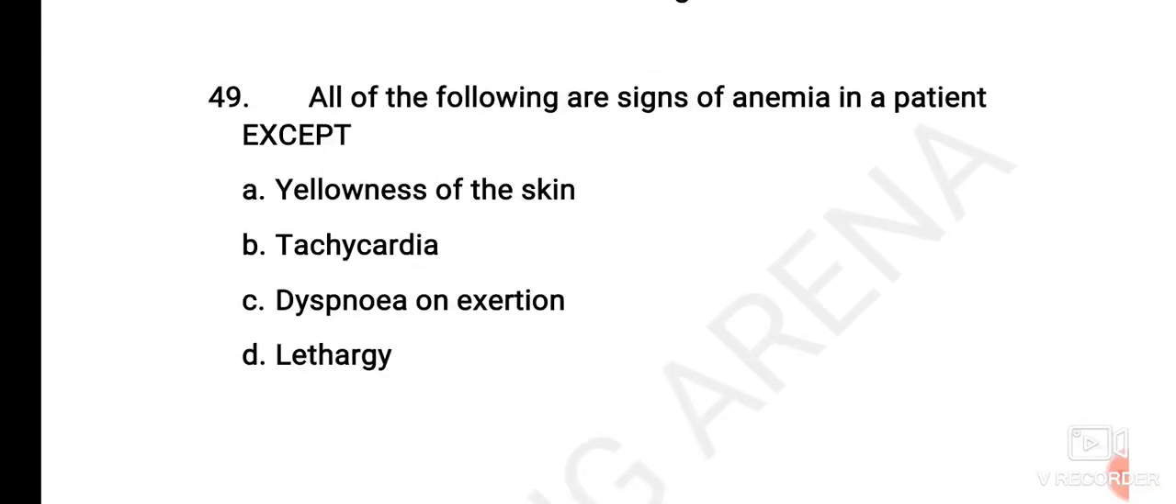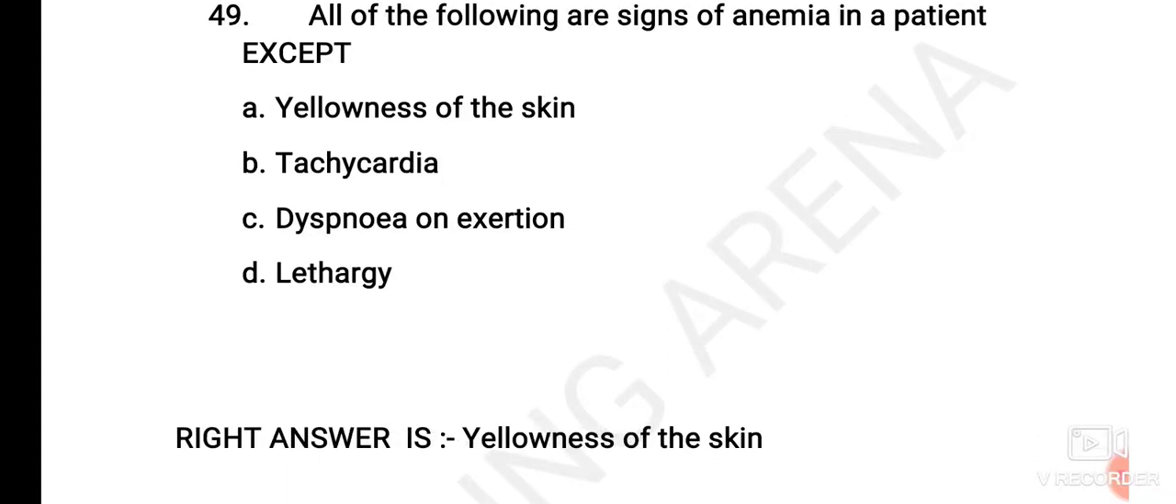Next question. All of the following are signs of anemia in a patient except: yellowness of the skin, tachycardia, dyspnea on exertion, or lethargy. So, the correct answer: the signs and symptoms of anemic patients are all except yellowness of the skin.